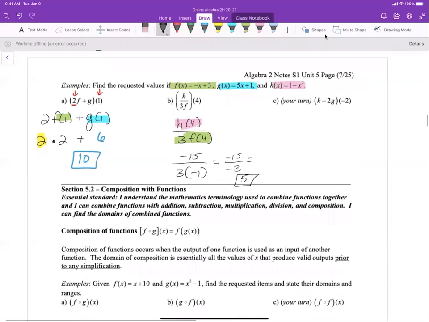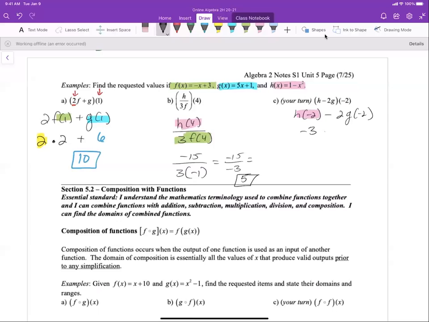Welcome back. I get h of -2 minus 2 times g of -2. So we're going to determine what h of -2 is. Plug in -2 for x, I get 1 minus -2 squared. So it's 1 minus 4, which gives me a -3.